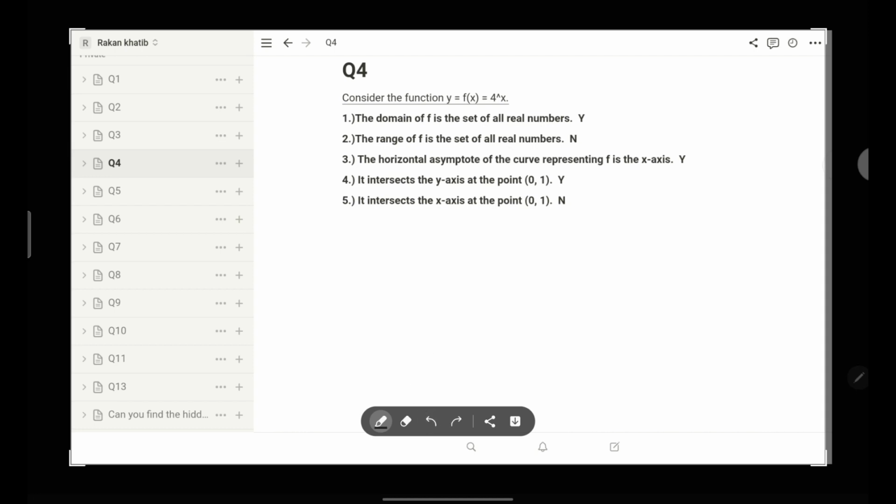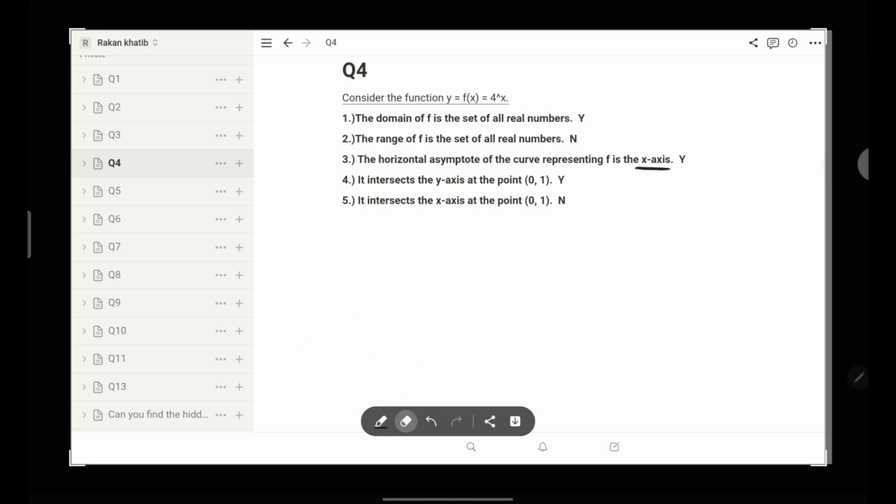The horizontal asymptote of the curve representing f is the x-axis. I'm not sure what the graph looks like. I think it looks like this. Now, how do you know it's correct? Here's the x-axis. It's gonna be getting closer and closer to the x-axis, but it's never gonna touch it. It's not really straight and accurate, but it just keeps getting closer and closer, but never touches it. So that's how you know it represents the x-axis.